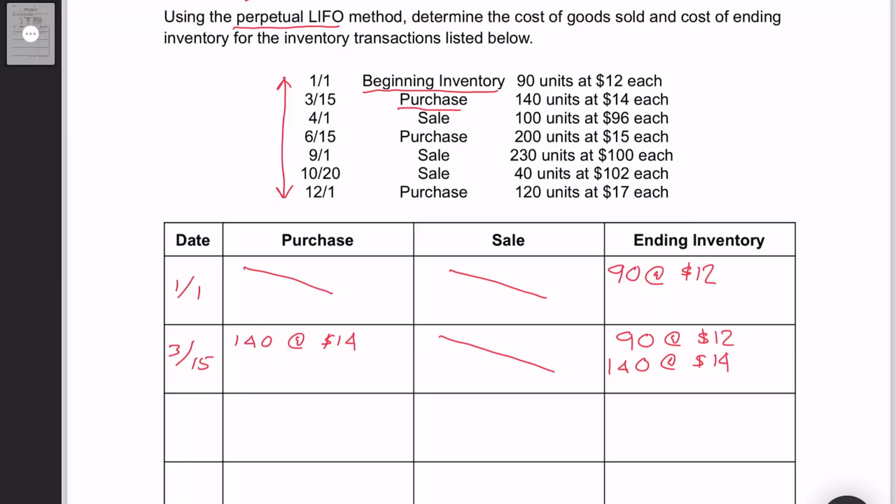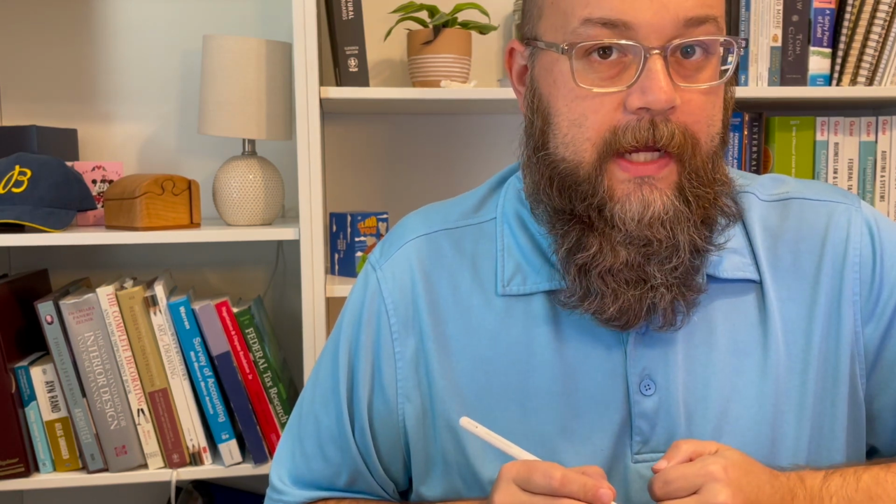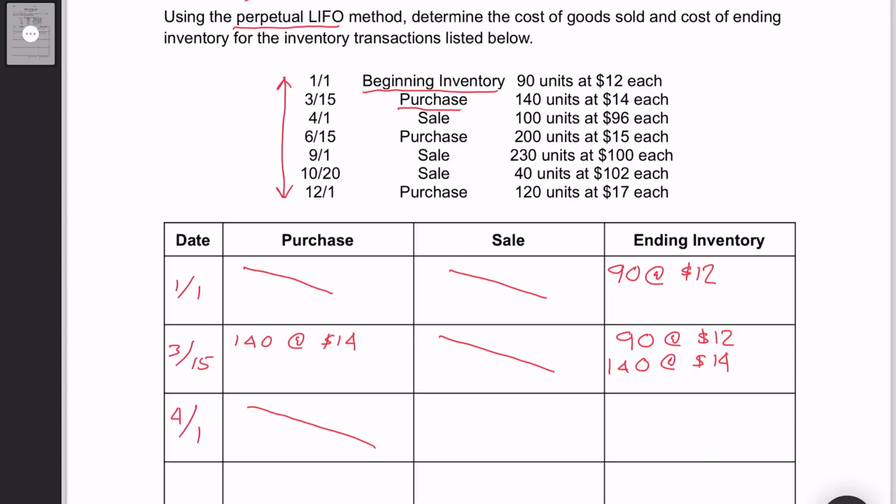So that next transaction here on 4/1 is a sale. I'm going to recognize it's occurring on 4/1. It's not part of a purchase, so I'm putting a slash through it, but it is part of a sale. I said a little while ago, putting them in order of how they came into our warehouse is going to be important when it comes time for sales. And now we're going to see why that is. Since we're using LIFO, we're going to start assigning costs from the newest to the oldest. So we sold 100 units, and my newest units were at $14 a piece.